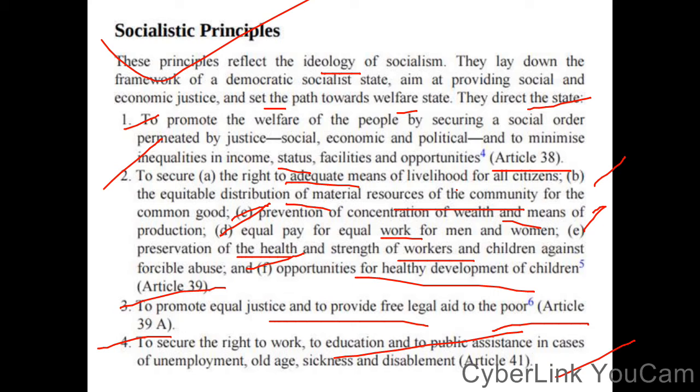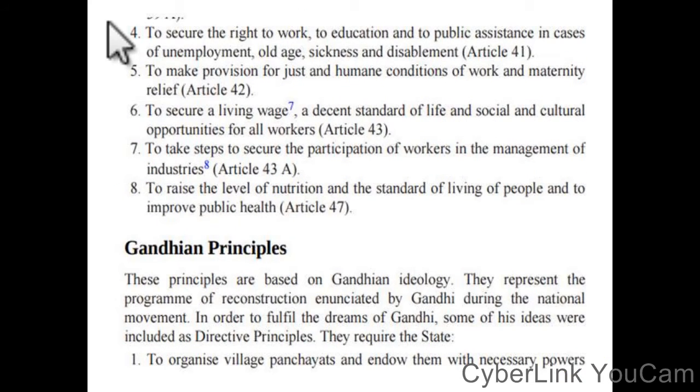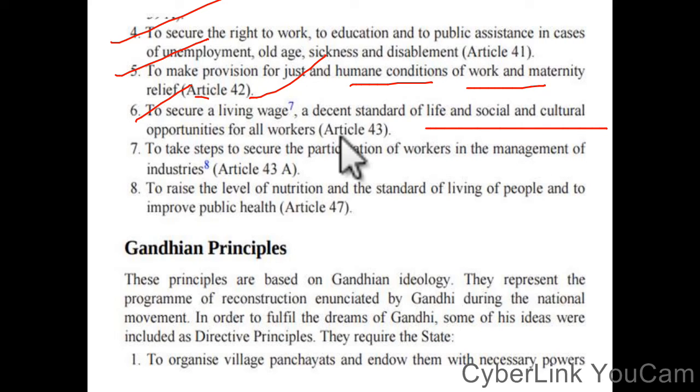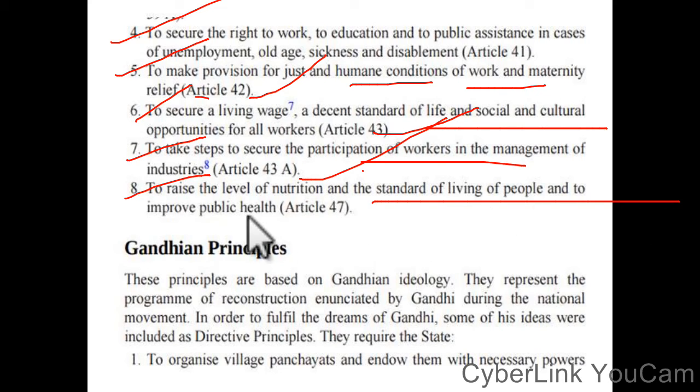Article 42, to make provision for just and humane conditions of work and maternity relief. Article 43, to secure a living wage, decent standard of life, and social and cultural opportunities for all workers. Article 43A, to take steps to secure participation of workers in the management of industries. Article 47, to raise the level of nutrition and standard of living of people and improve public health.